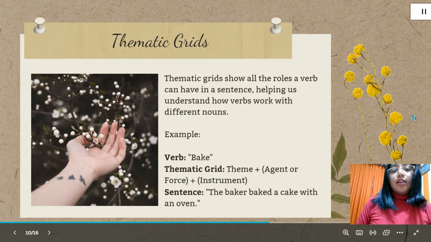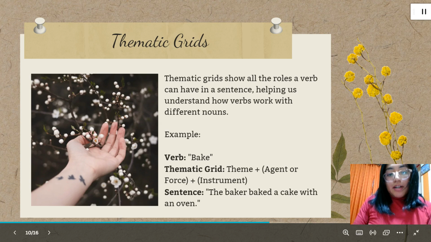So the last one, thematic grids. Thematic grids list the roles a verb can have. So for example, the verb bake can have an agent, the baker, a theme, the cake, and an instrument, the oven.